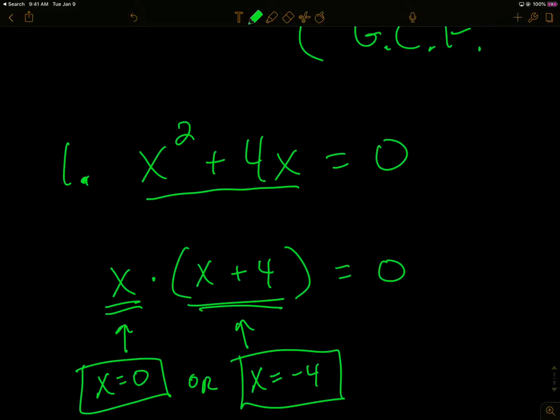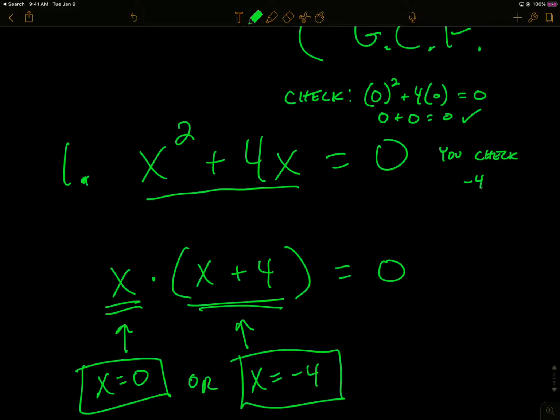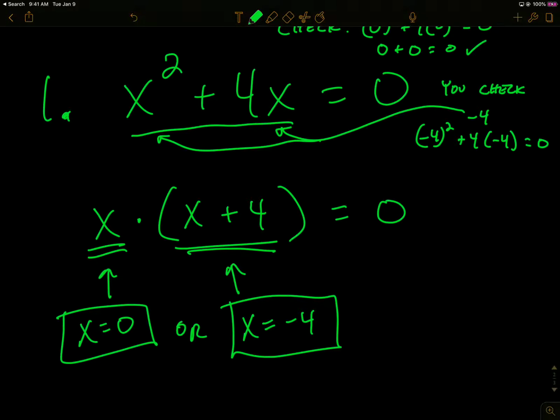I could check them by plugging them into the original. So if I plug in 0 to the original, I get 0 squared is 0, plus 4 times 0 is 0, and 0 plus 0 is 0. It makes it true. You can check, pause the video, and check if negative 4 is a solution. Plug it in for x. You would have negative 4 squared plus 4 times negative 4 equals 0. I'm plugging it in for x here and x here. So check it and see if it's good.